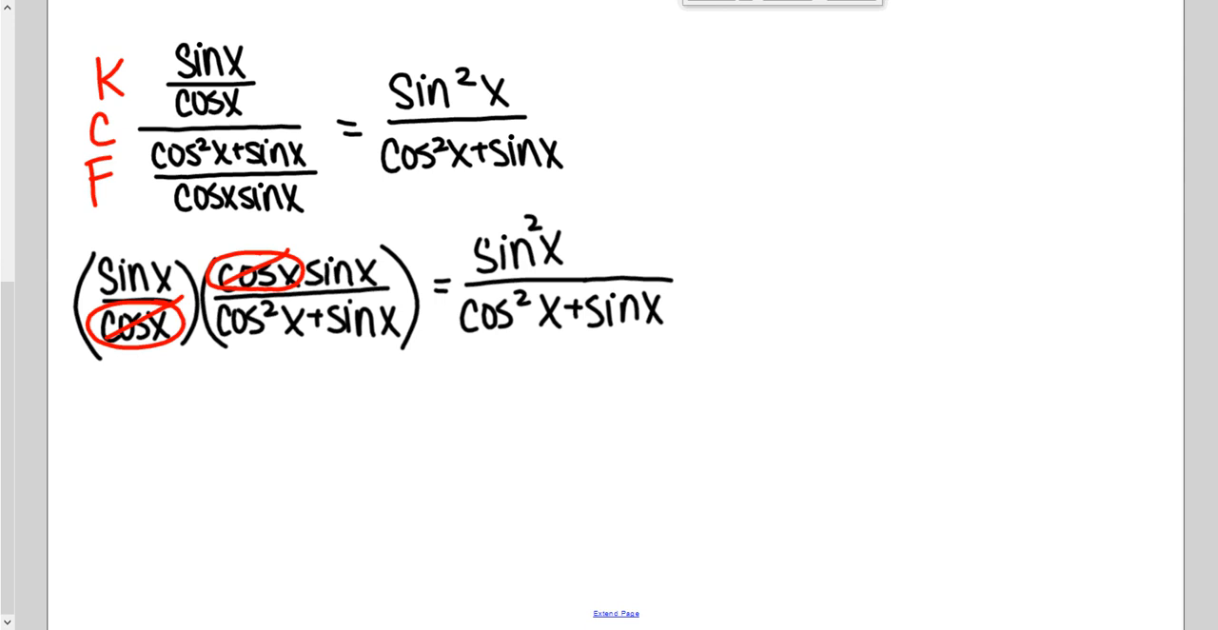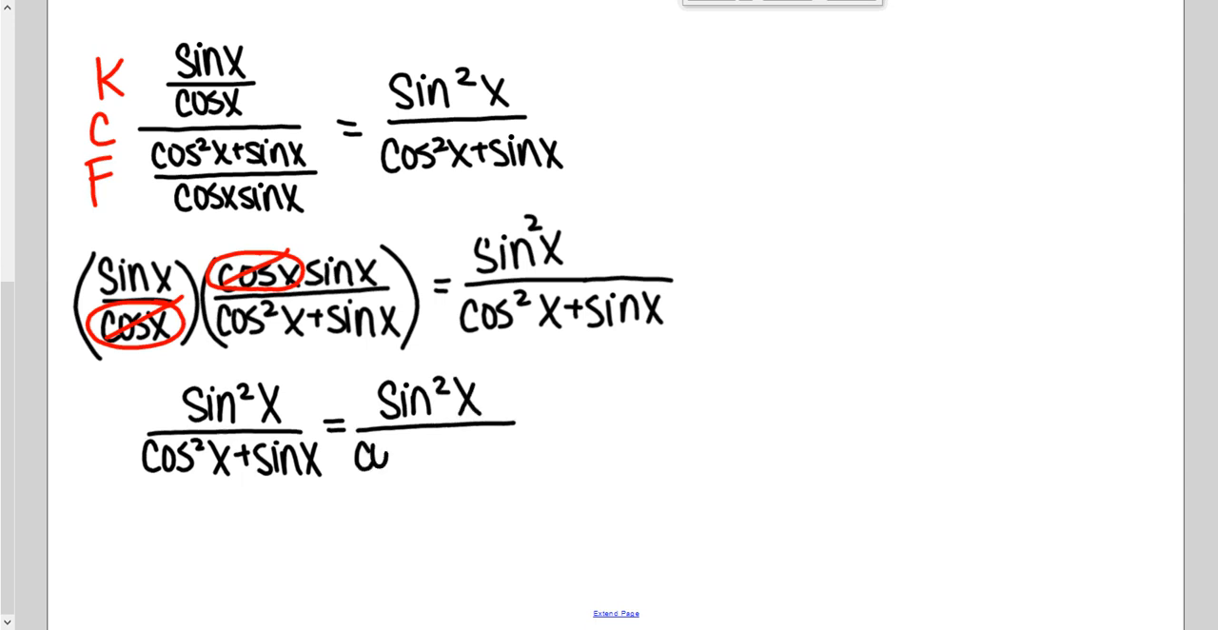Okay. I can't cancel anything else out. Like I cannot cancel this sine and this sine because of that addition that's happening there. You can only do that when it's multiplication. So that can't cancel out. So I am left on top with sine times sine, which is sine squared. And on bottom, I have cosine squared x plus sine x. And that is exactly what I am supposed to have. So I am done with that one.